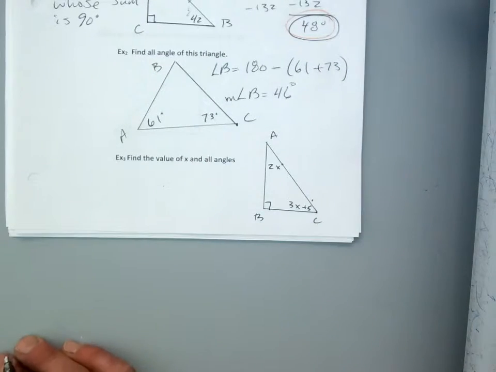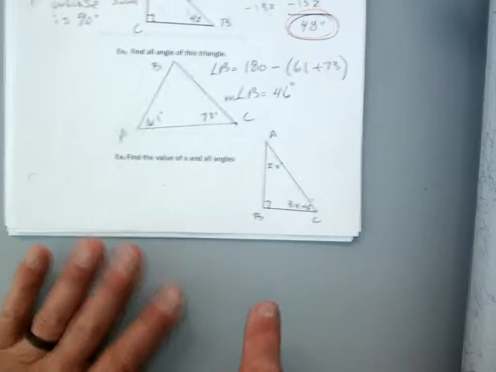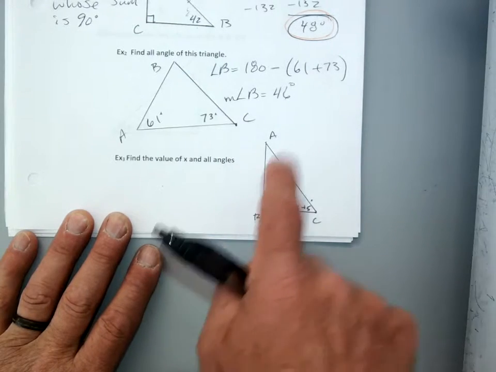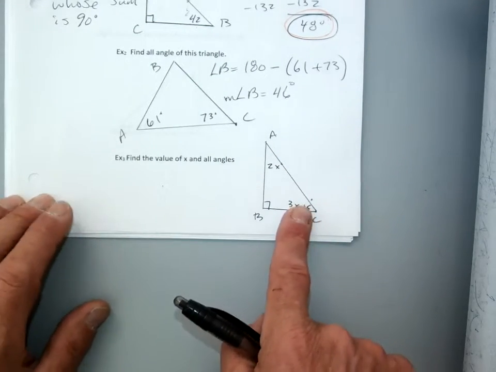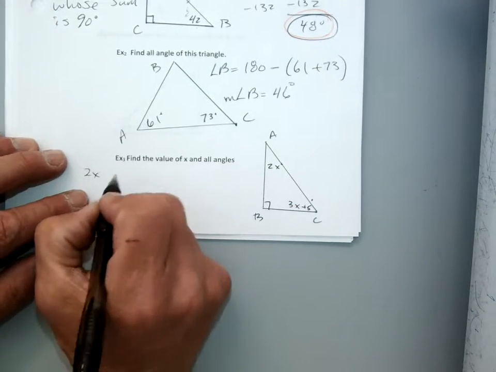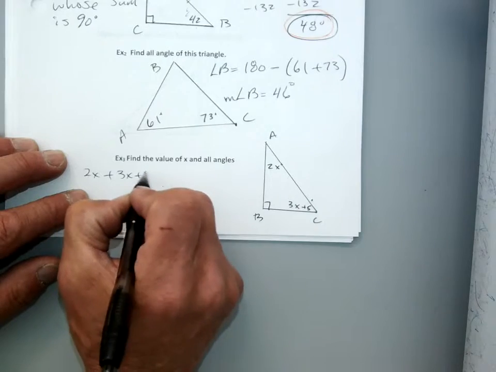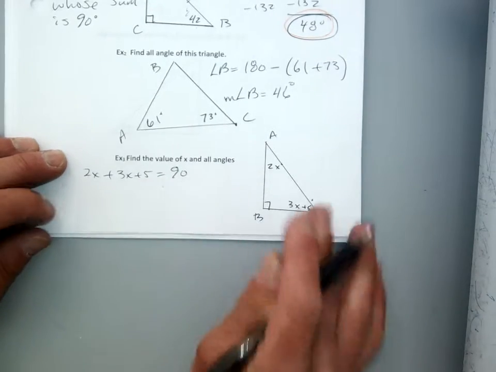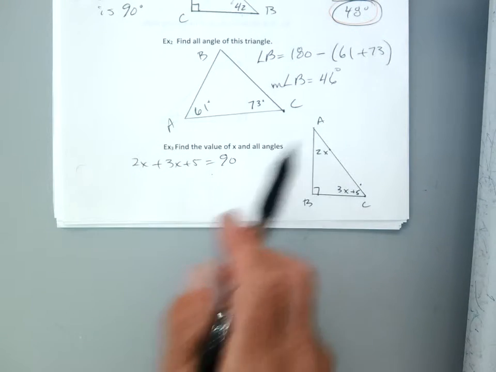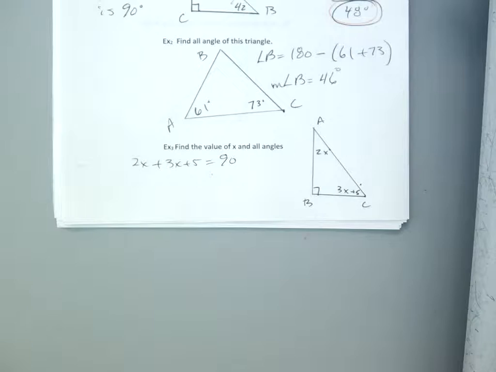Okay, example 3. Well, I can go 180 is equal to 90 plus 2x plus 3x, but I think it'd be easier just to go straight to the 90, right? I can say that the 2x plus the 3x plus 5 has to equal the 90. Hi, Miss Hesse. Okay, you guys agree with that? They have to add up to 90 because they're complementary. So let's solve.